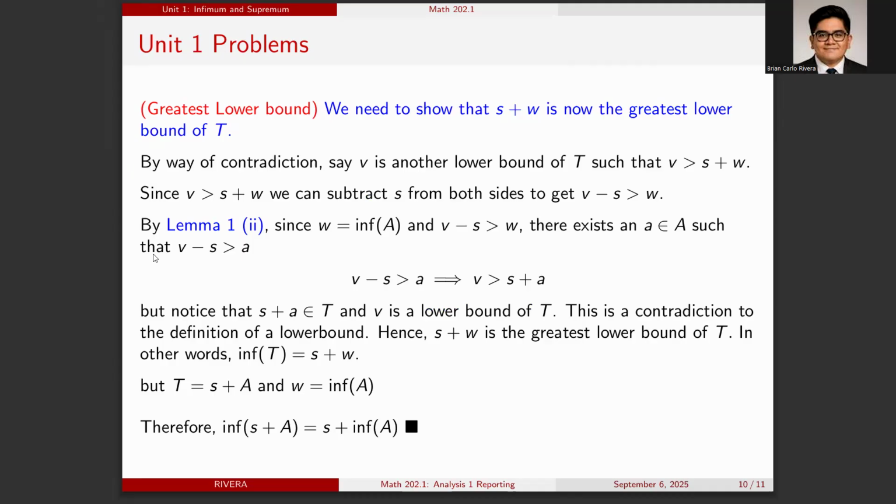So you can see that another lower bound is greater than an element of the set. This is a contradiction to the definition of the lower bound because every element of the set should be bigger than the lower bound. Hence, S plus W is the greatest lower bound of T. In other words, the infimum of T is equal to S plus W. But that's not what we want to prove. We want to prove the original statement, so we have to substitute what T and W are. Therefore, we got what we're being asked.